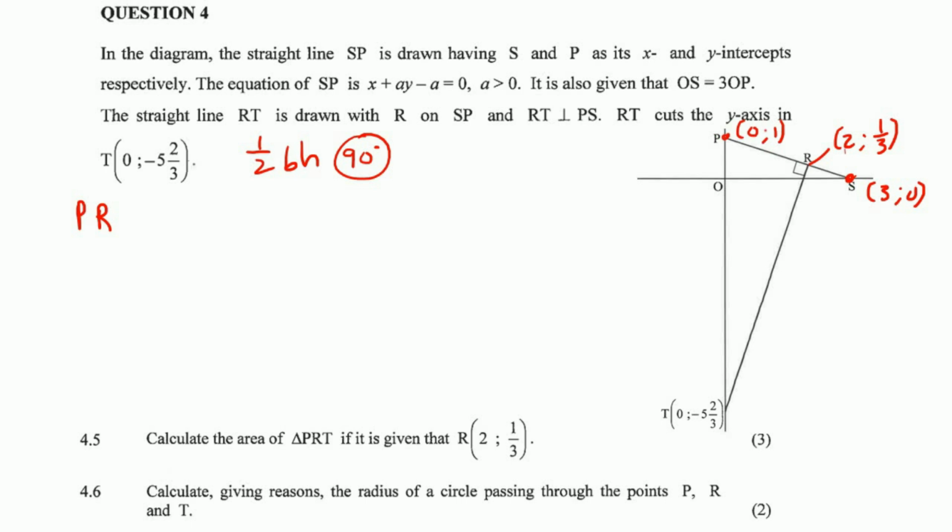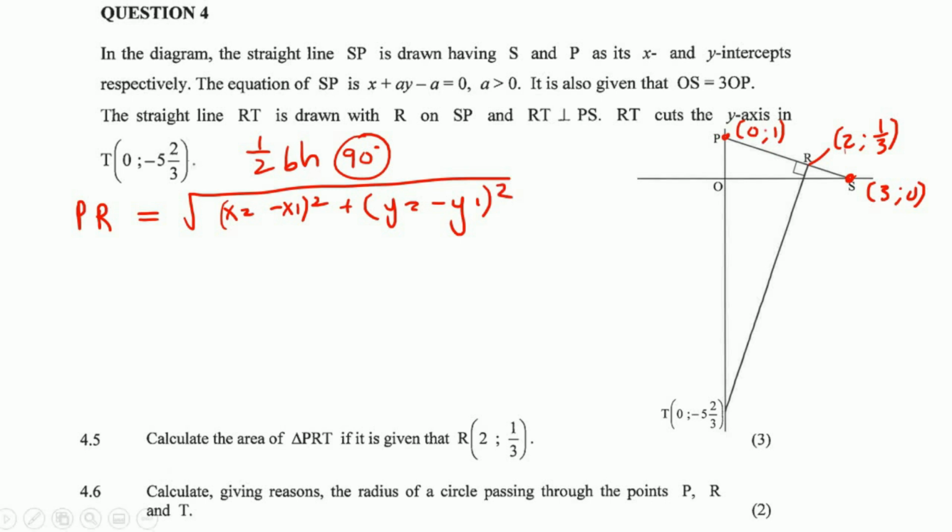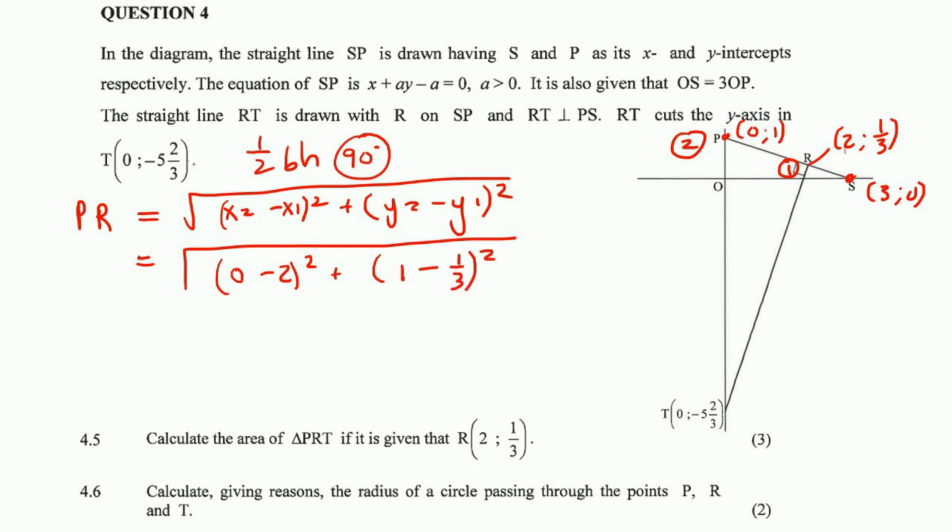Okay, so to calculate the length of PR, we are going to do the distance formula: square root of x2 minus x1 squared plus y2 minus y1 squared. You guys know how to do this, right? So I'm just going to quickly race through this. I'm going to use that as point number 2, that as point number 1. So 0 minus 2 squared plus 1 minus a third squared. Go ahead, type it all in the calculator. No need to simplify any further. The calculator does it all for you.